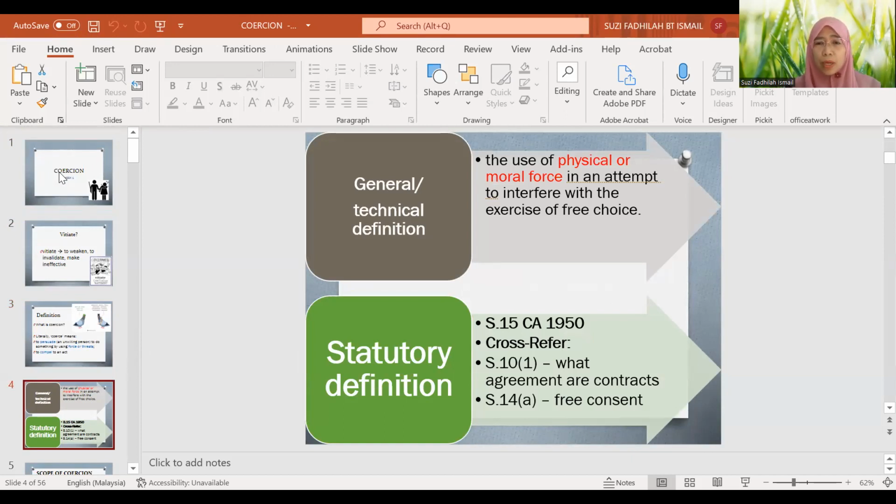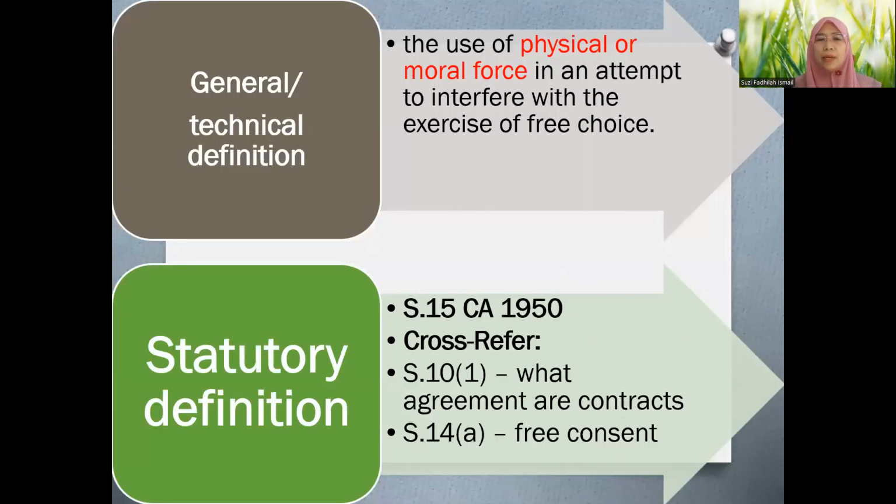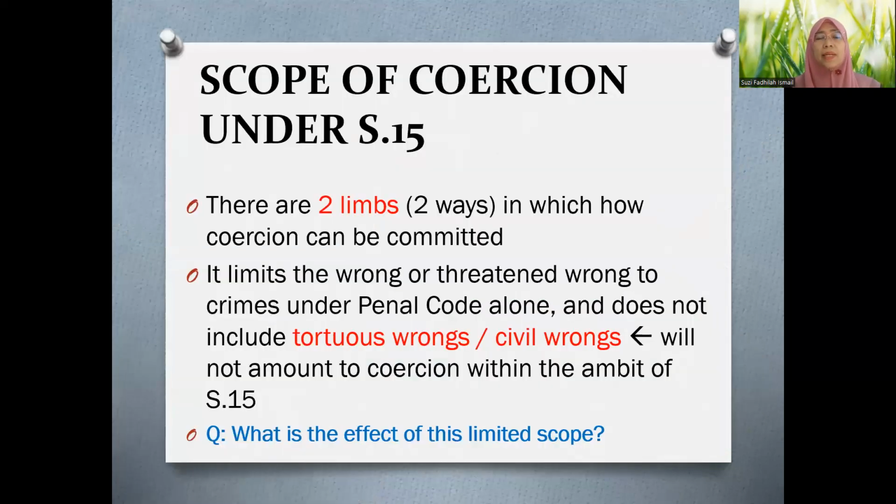So we have section 10, section 14. All right. Section 14, clause A is about free consent, that's the keyword. And then section 15 just now, Contracts Act 1950. And this is the limb that I was talking about just now, okay?